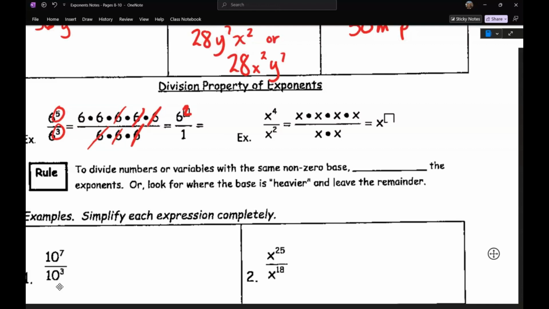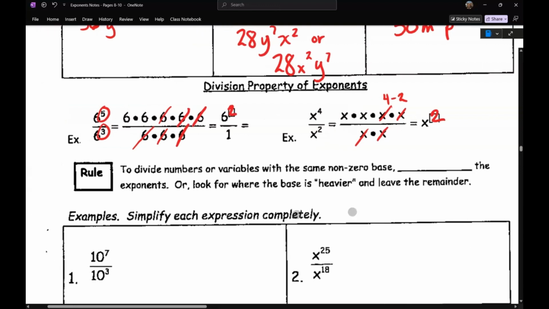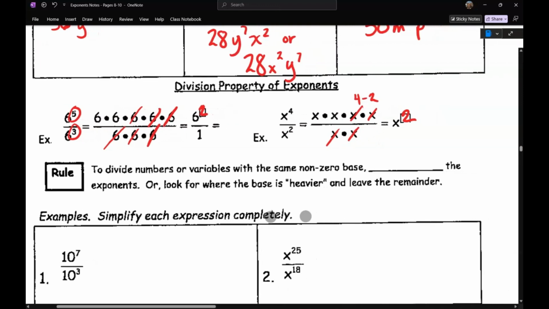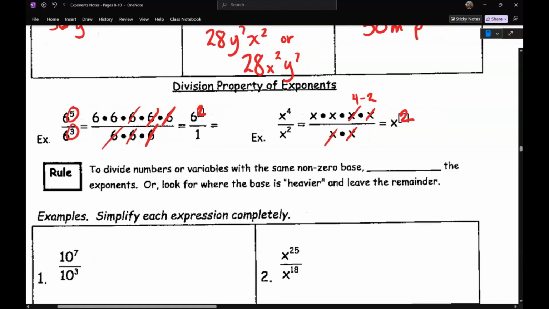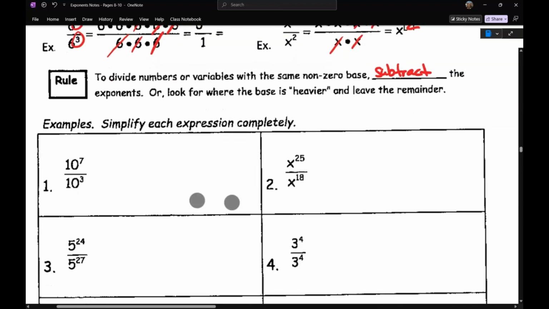If we have some variable bases, it's the same thing. Every time we multiply and divide by the same value, they just cancel each other out. So that would be 4 minus 2. That leaves me with x squared. So instead of adding exponents, now we're just subtracting. To divide numbers or variables with the same non-zero base, this will not work with 0, but it works with everything else. We are going to subtract the exponents. And I'll explain what the heavier means in just a minute.